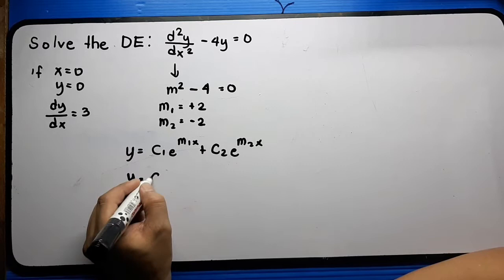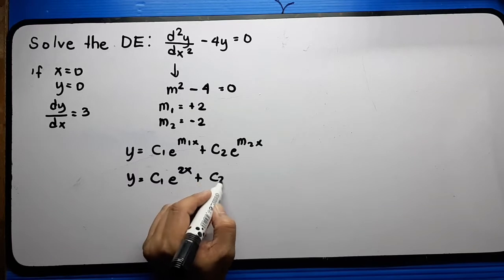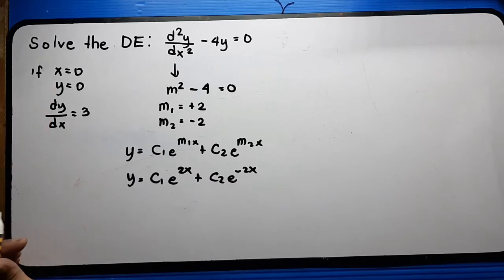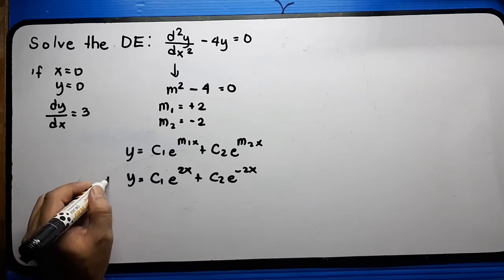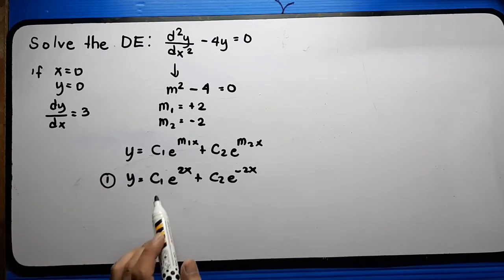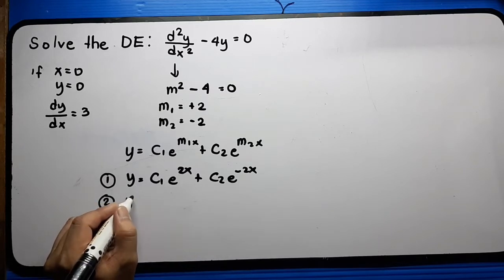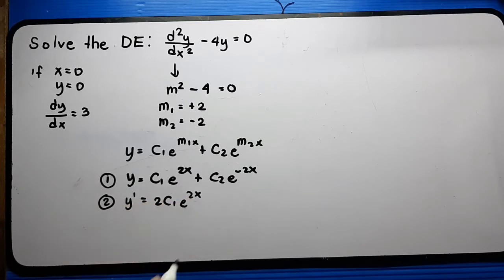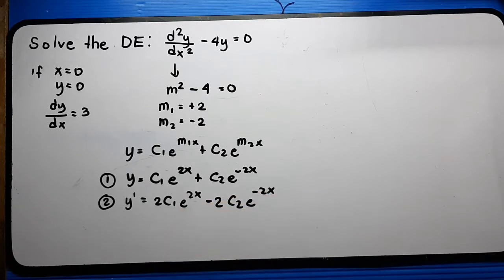So our m1 is positive 2, then c2e, our m2 is negative 2. Since we have a condition, we need to solve for the values of c1 and c2. So this will be our first equation. Since we are solving two unknowns, we need two equations. Our second equation is the derivative of the first equation. So this is y prime: 2c1e^2x, negative 2c2e^negative 2x.